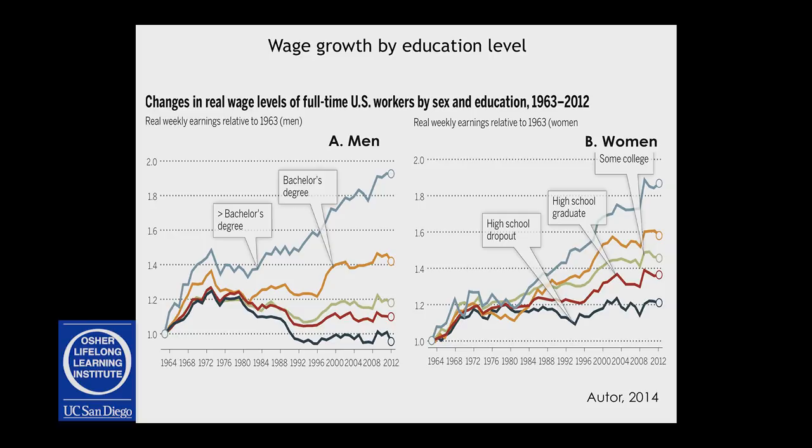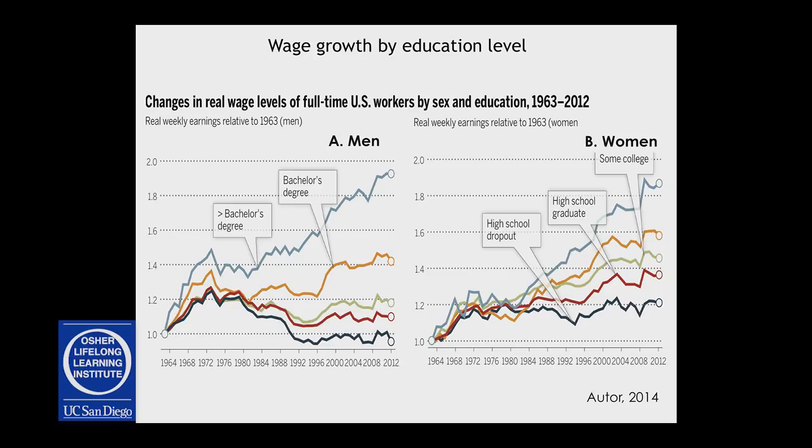The orangish line is somebody who has a bachelor's degree, but no more. So they went to a four-year college, got a bachelor's degree, but no more. And then the light blue line at the top is people who have a higher degree than a bachelor's degree. So this could be master's, it could be PhD, MD, JD, any of those sorts of degrees. So what do we see here?